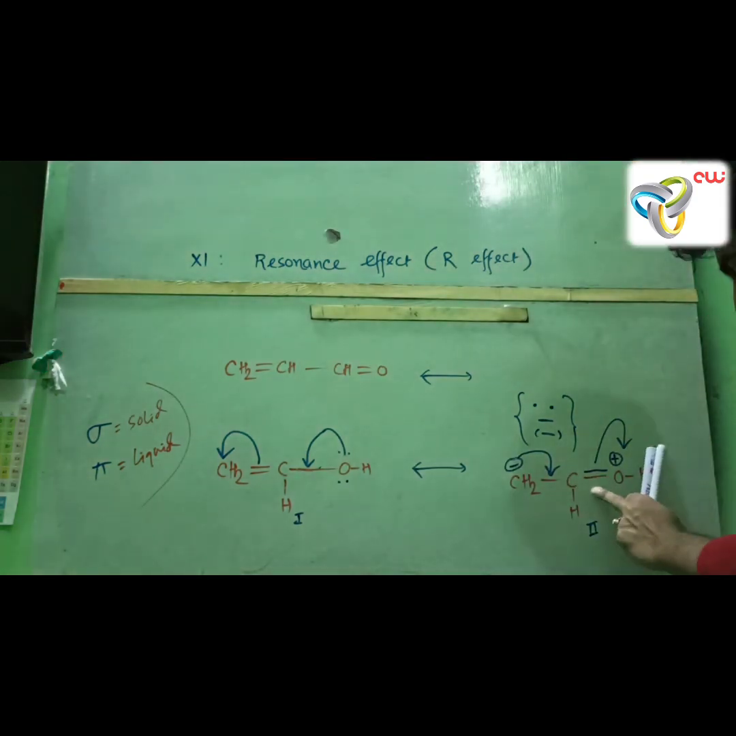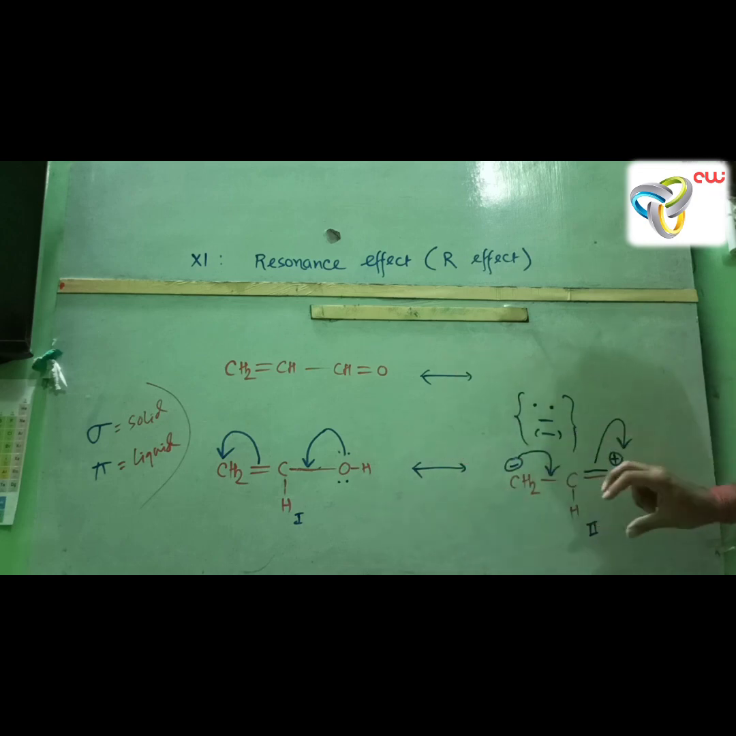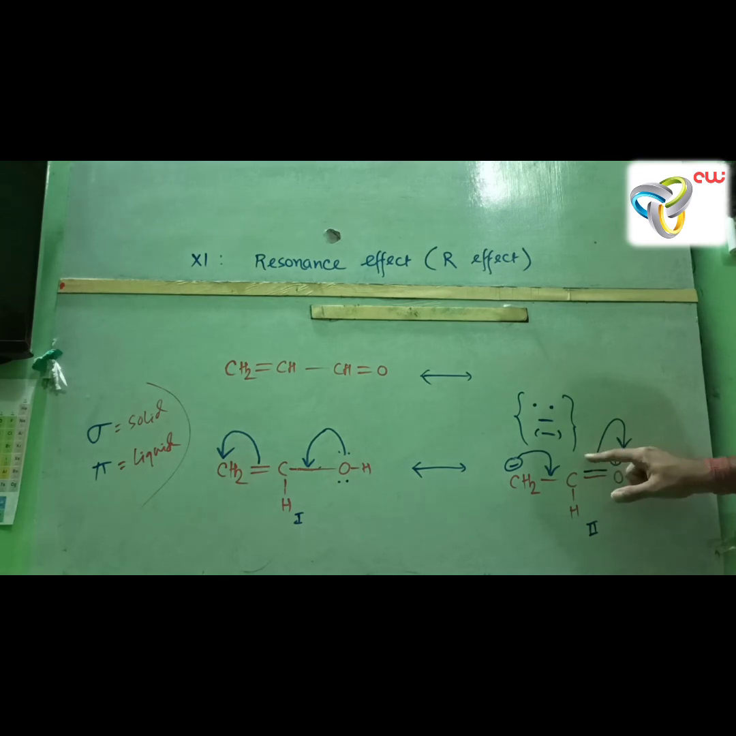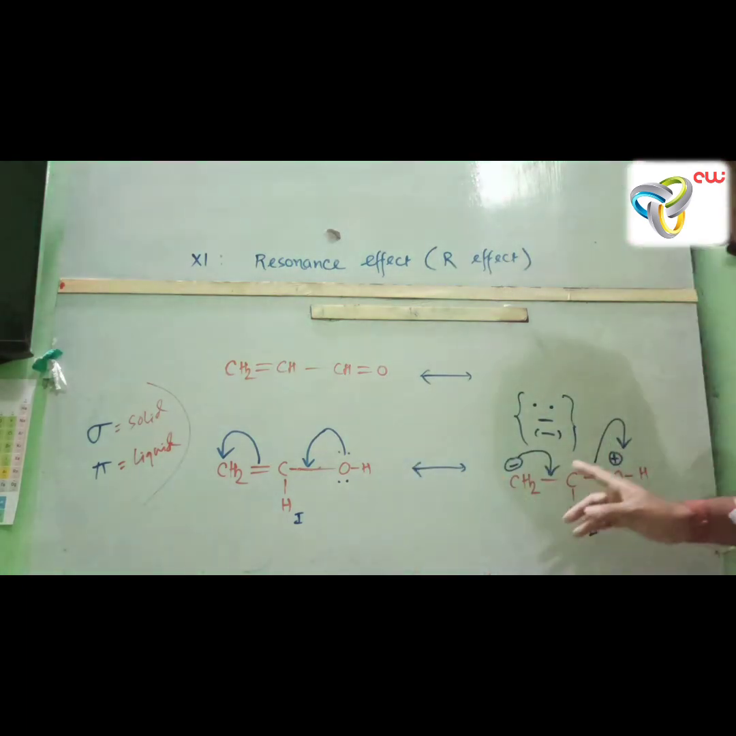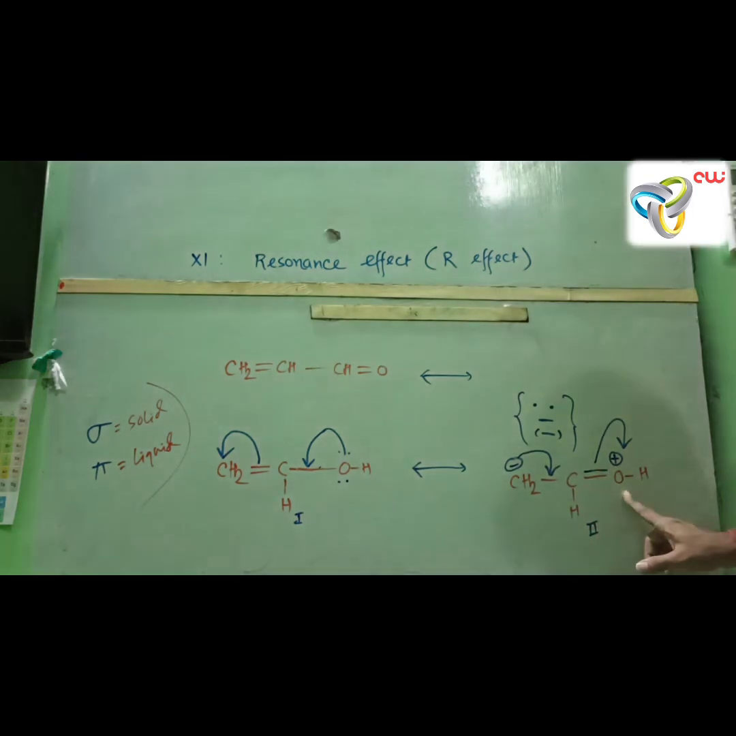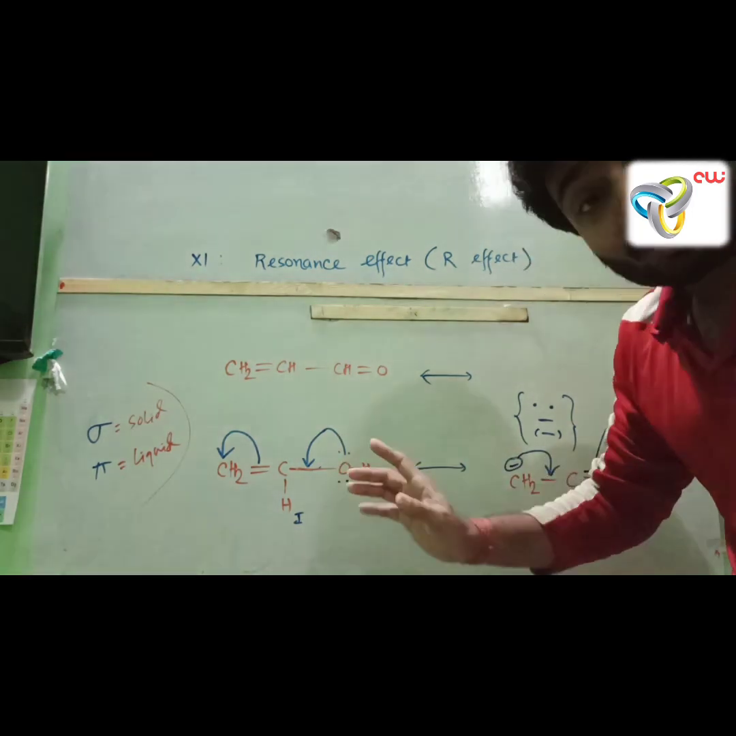Now this double bond will disappear and the electron density will go to the oxygen atom. And you know that extra electron density means negative charge. So you can represent that there is a negative charge and there is a positive charge. Now negative and positive become neutral. So we won't get any charge on the oxygen atom. And you can see that in the oxygen atom there is no charge.